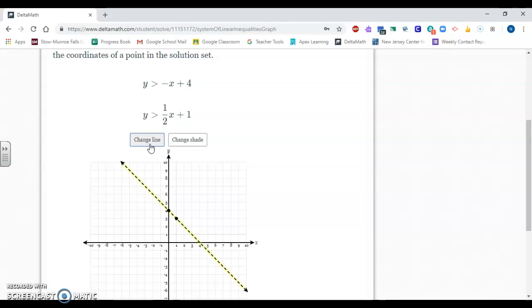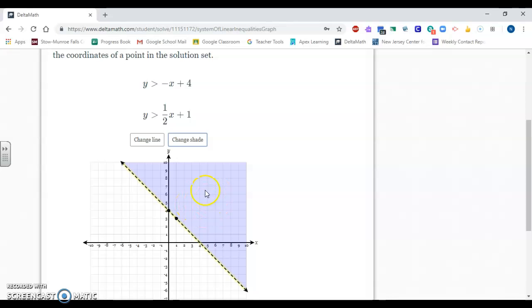Now 0, 0 is my test point. 0 for y, 0 for x. All that does is knock out the y and the x essentially. So it'd be 0 is greater than 4. Is 0 greater than 4? No. So your shading needs to happen above the line here.